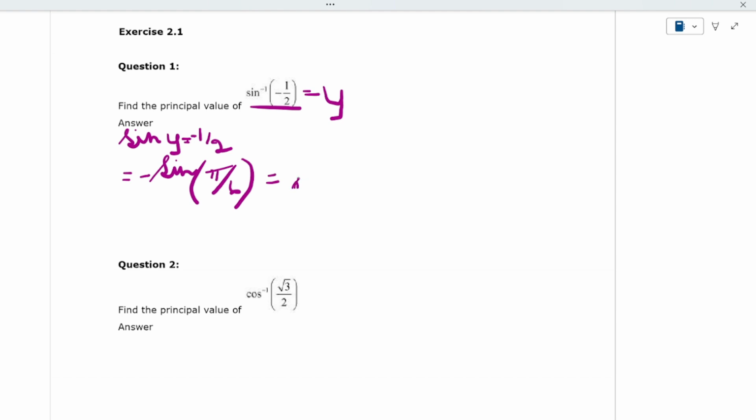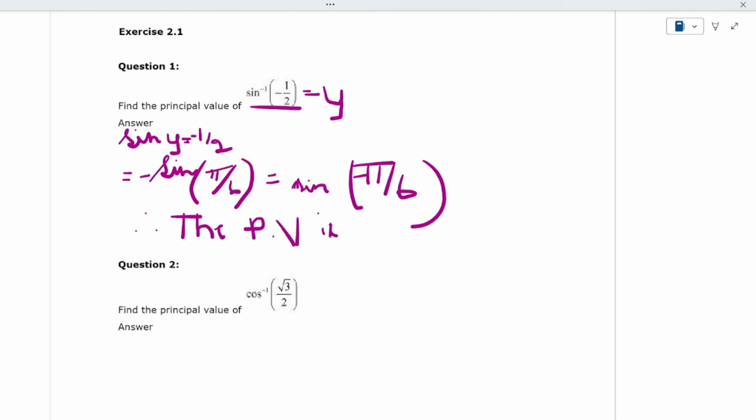And this will become sine of minus pi by 6. Sine of minus pi by 6 will be equal to minus 1 by 2. So the principal value of this, I'll write it in short form, principal value is minus pi divided by 6. I hope you got this.